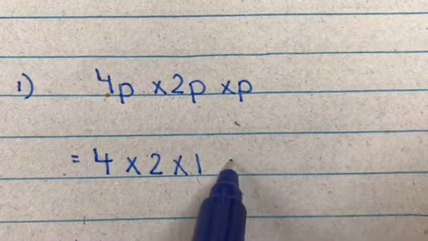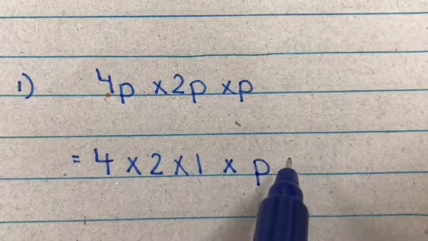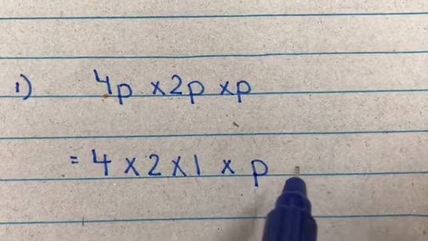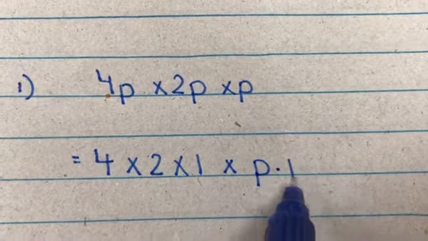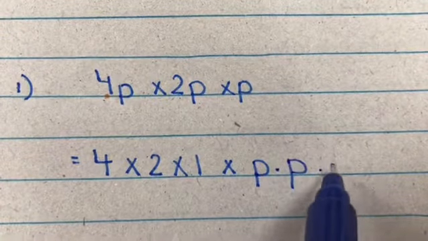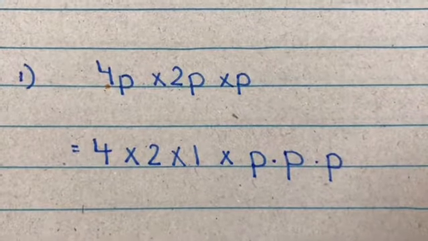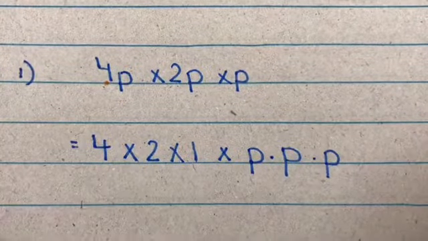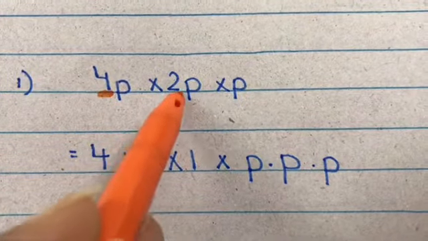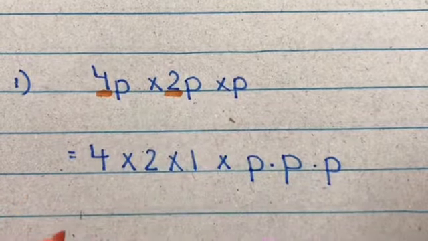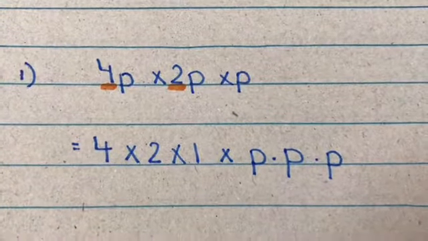And then bring all the letters together. Now, you are not going to put a multiply sign in between the letters, right? So you're going to put p dot p dot p. This is what you're going to do. The best way is to underline. First, you separate the numbers, 4 times 2 times 1. Then you separate the alphabets.